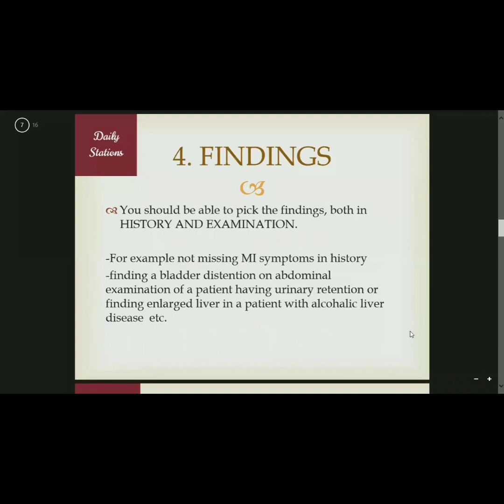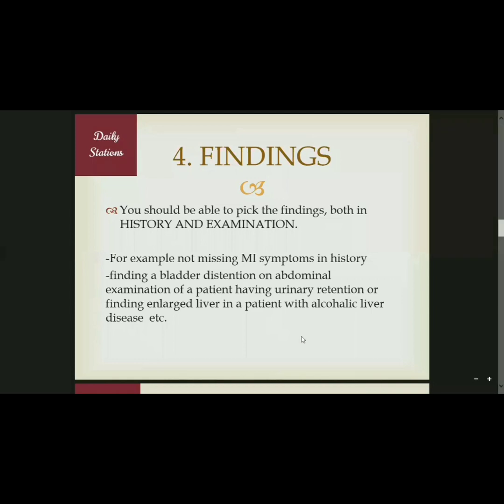All right, so the fourth one is the findings. You should be able to pick up the findings both in the history and examination. For example, in history, how you do not miss a finding. If it's an MI, you have to ask in history if the pain is radiating towards the left shoulder, the duration of pain, all the things which will lead to an MI. You cannot miss the findings in your history. And same in examination.